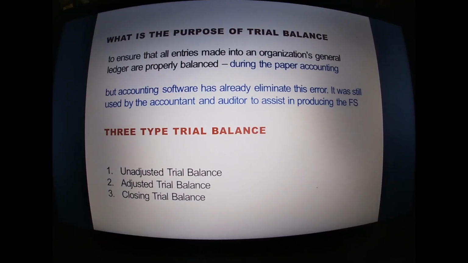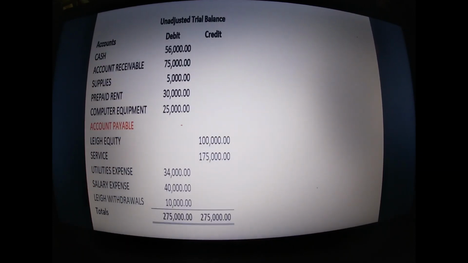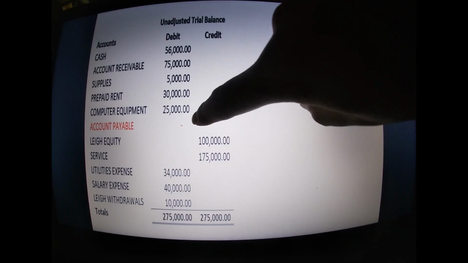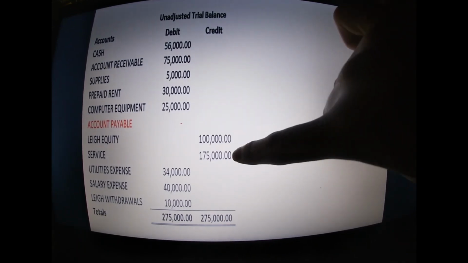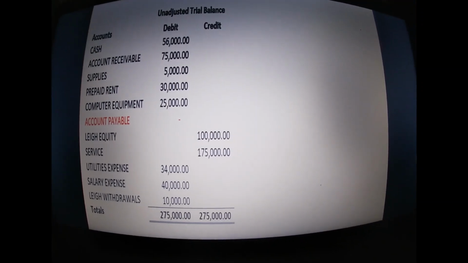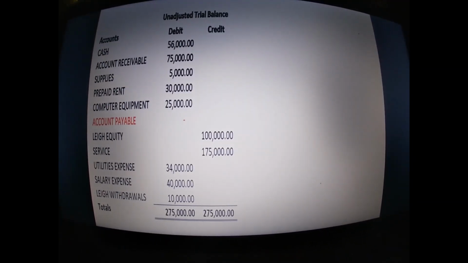But for this lecture, we will be focusing on the unadjusted trial balance. See? Remember this one? So these are the accounts that we used from our previous video. And if you check, this unadjusted trial balance is listed by assets, liabilities, equity, and then revenue, and then the expenses accounts.